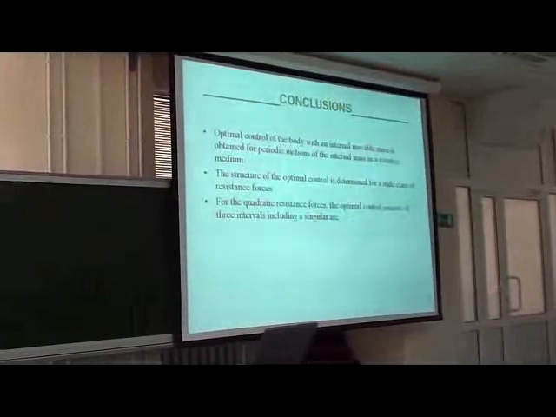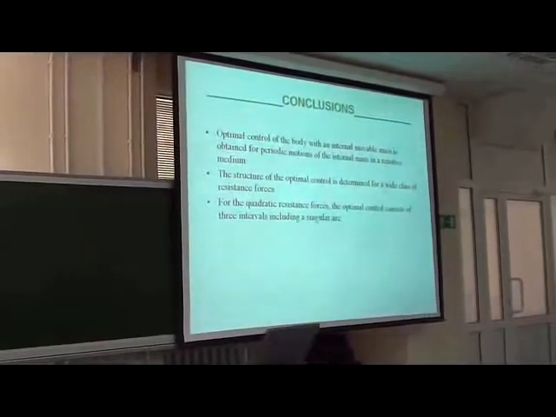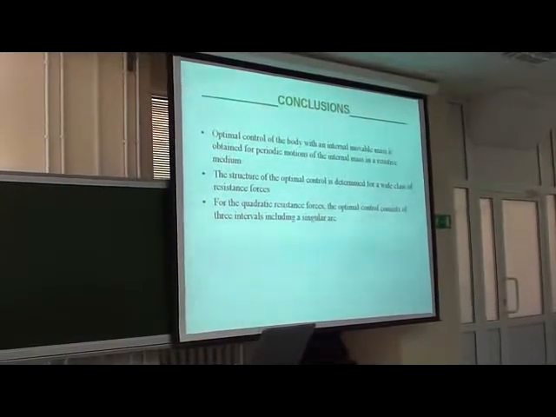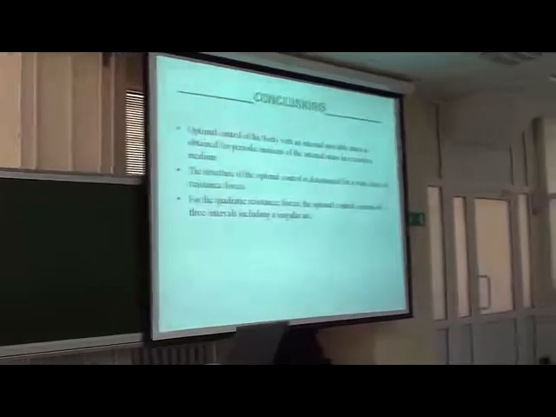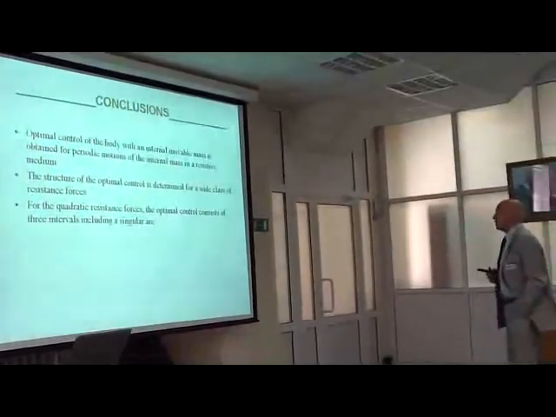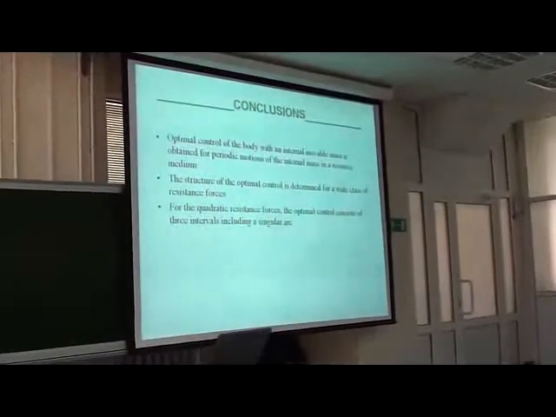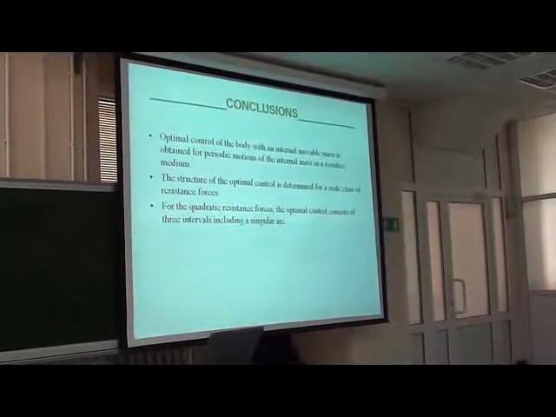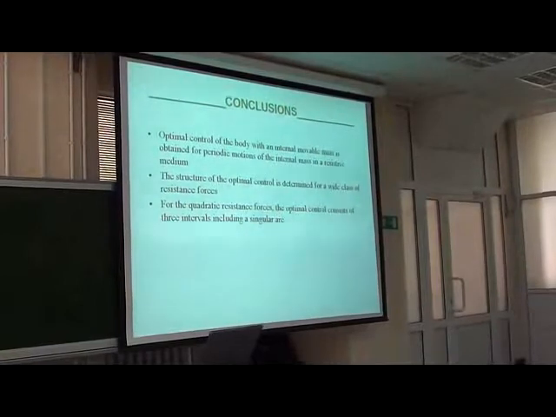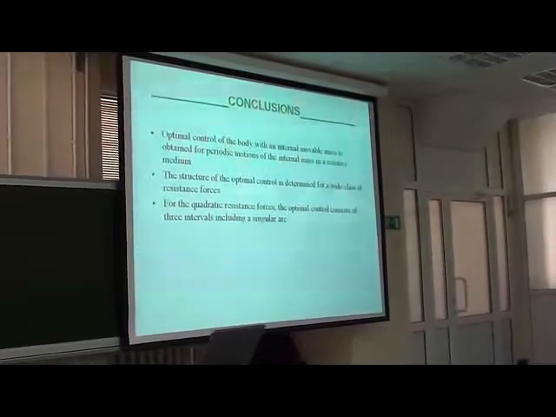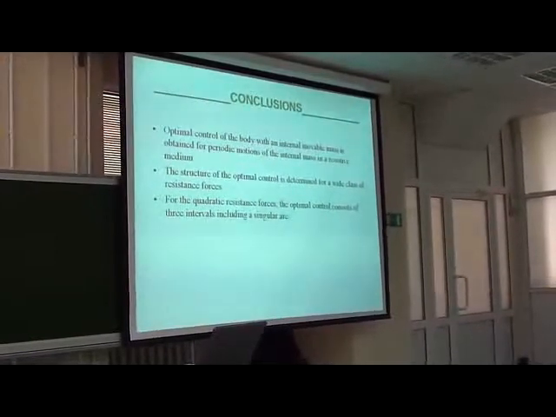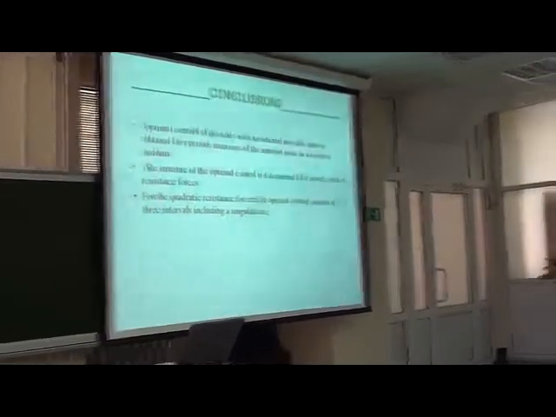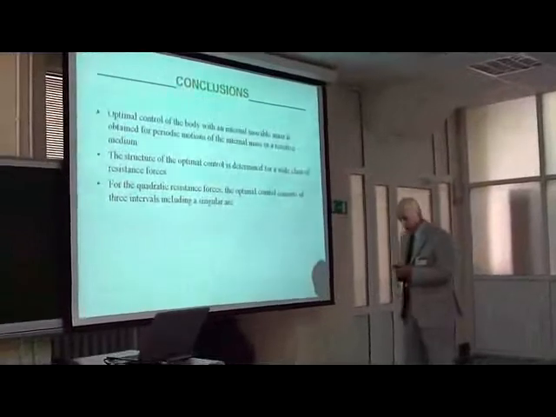Now, optimal control for the body with an internal movable mass is obtained for periodic motions of the internal mass in a resistive medium. The structure of the optimal control is determined for a wide class of resistance forces. It consists of not more than 4 intervals and sometimes 3 intervals, and sometimes even 2 intervals. But we have indicated how many intervals are in each case, and we give equations to obtain the durations of these intervals. For quadratic resistance forces, optimal control consists of 3 intervals, including 1 singular arc.